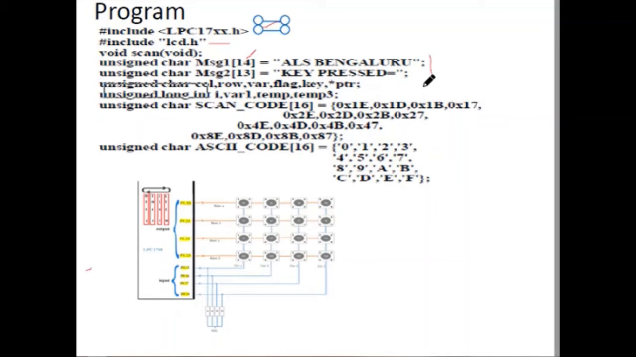So they have their different uses, we will see. Then we have unsigned long integer values I, variable 1, temp3, and unsigned character scan code. So totally we are loading 16 scan code values and unsigned ASCII codes. So they are also 16.